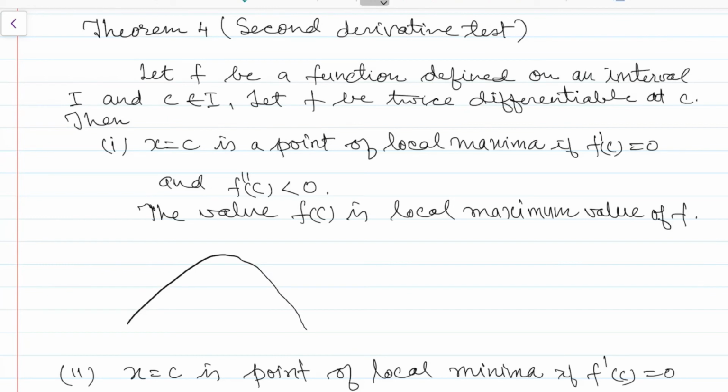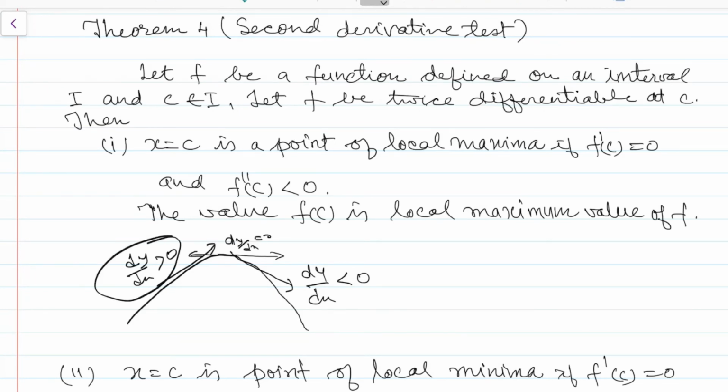At local maxima, the first derivative becomes 0 at the point of maximum value. At this point, the first derivative becomes 0. Before this, the first derivative is positive. Dy over dx is positive. At this point, it is 0. And after this, the first derivative is negative, as we have seen in the previous video. So the first derivative becomes negative from positive.